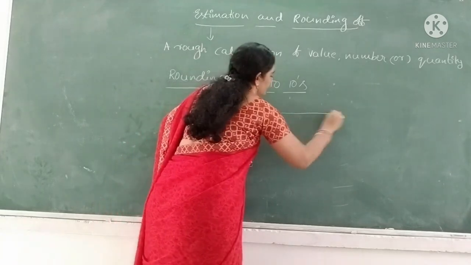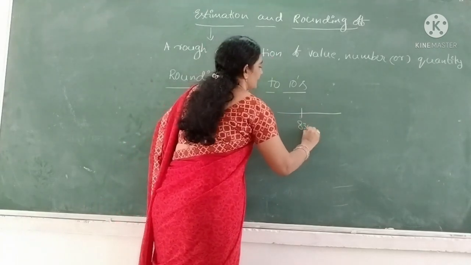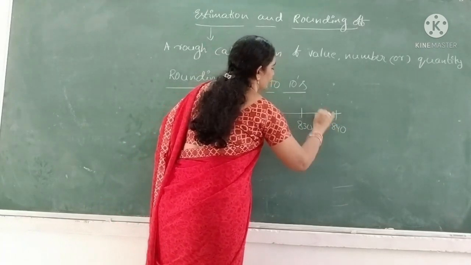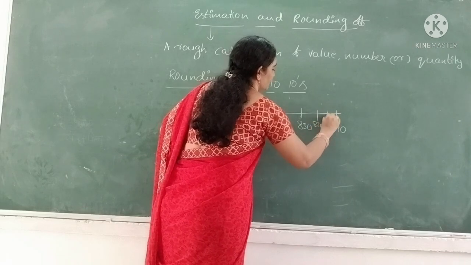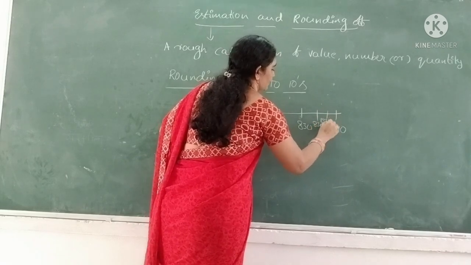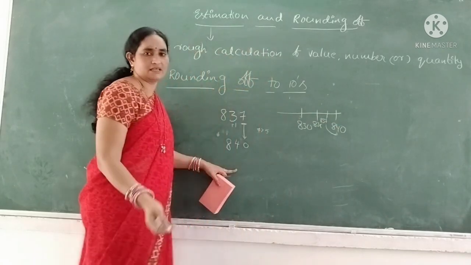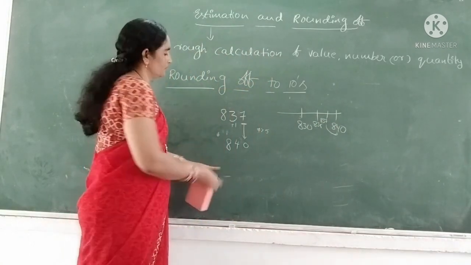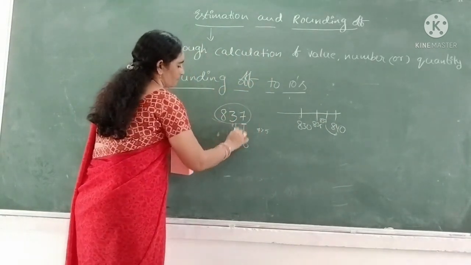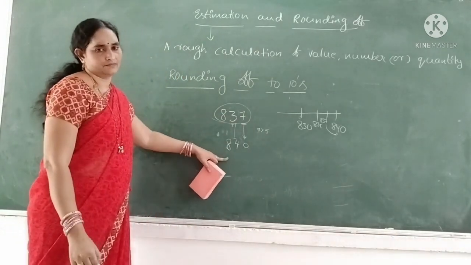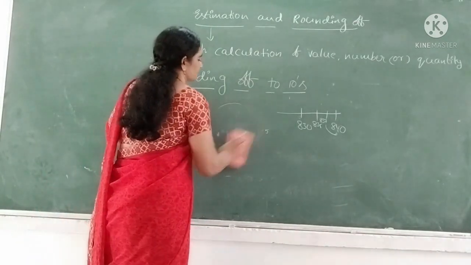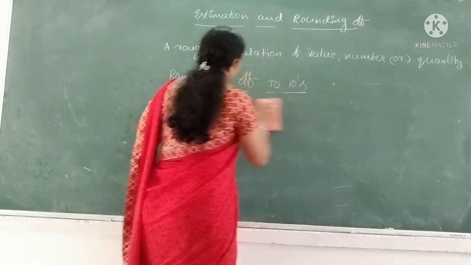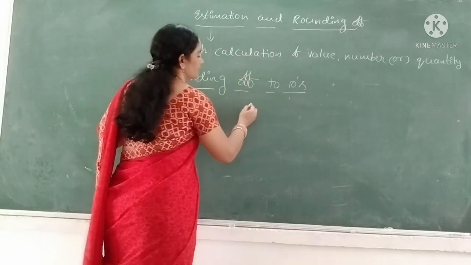We know that 830, 840, then 835. This is 837. 837 is nearest to 840. So 837 is rounded off to 840. Next, we take a 4-digit number.